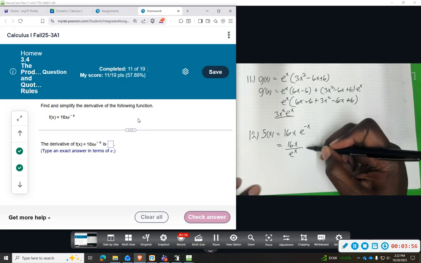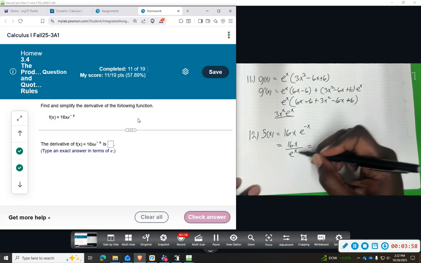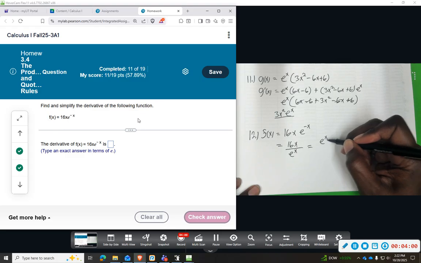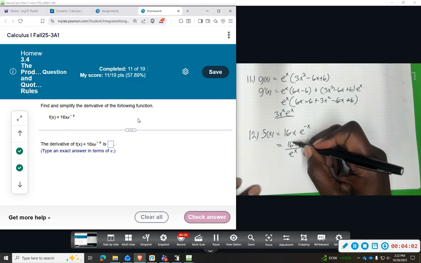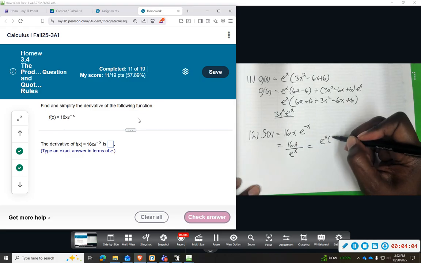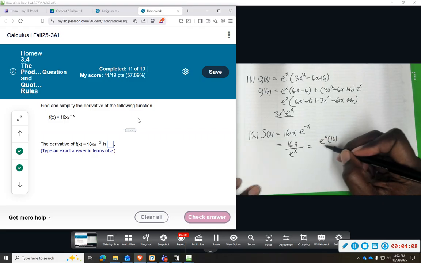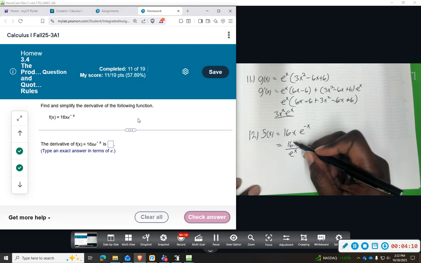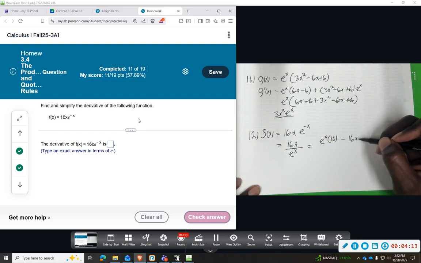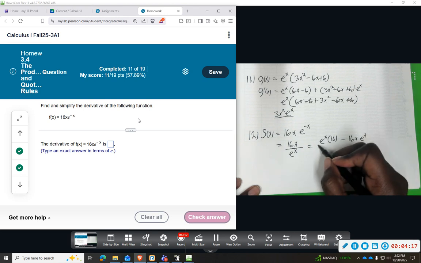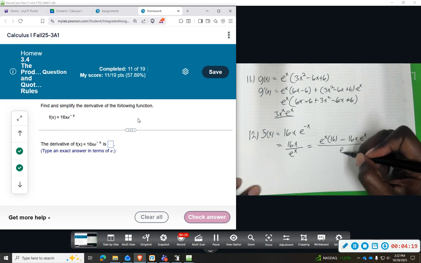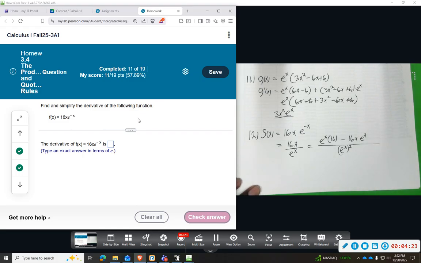So we'll do low, which is e to the x, times the derivative of the top. So derivative of 16x would just be 16. X goes away, 1 times 16. Low d high minus high d low, which would just be e to the x, over low squared, which is e to the x squared, which would just be e to the 2x.